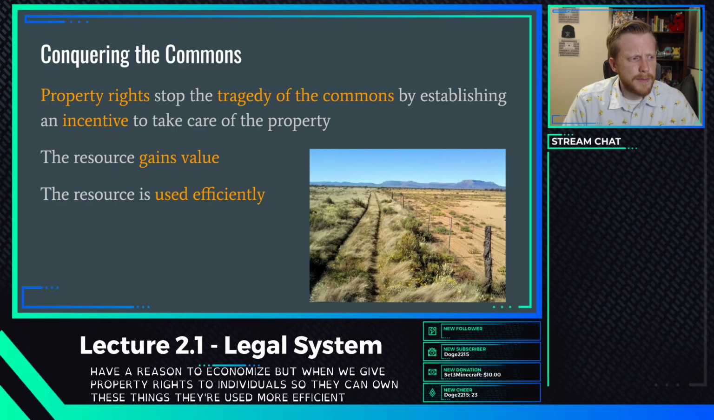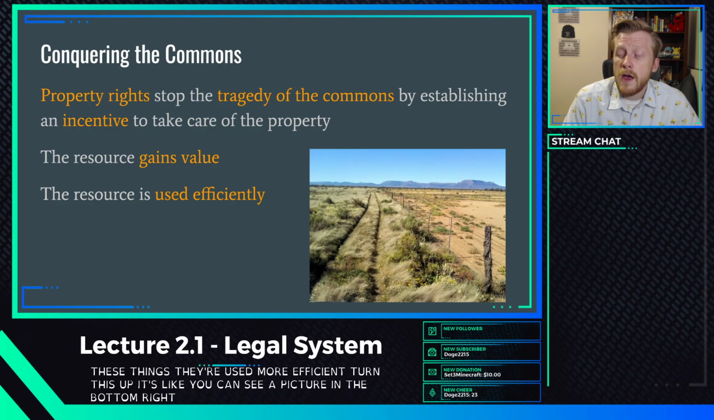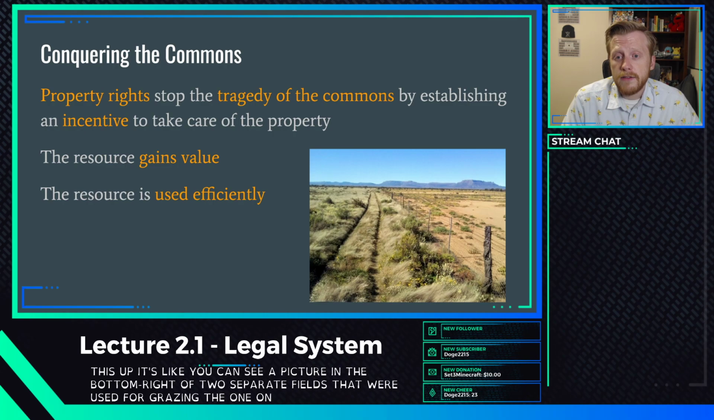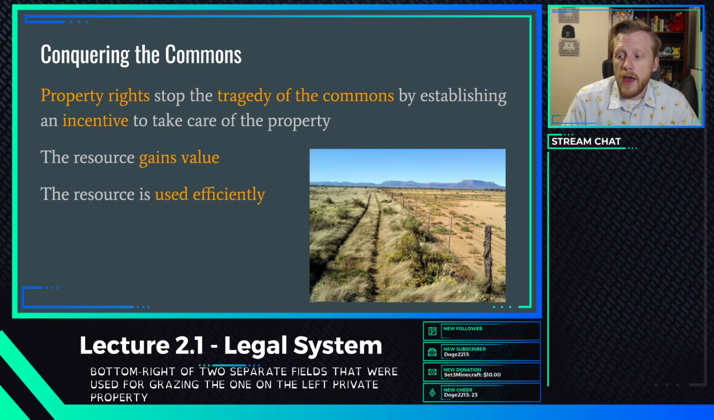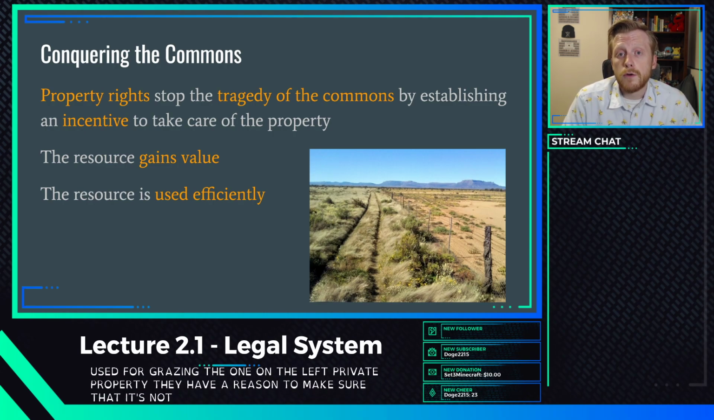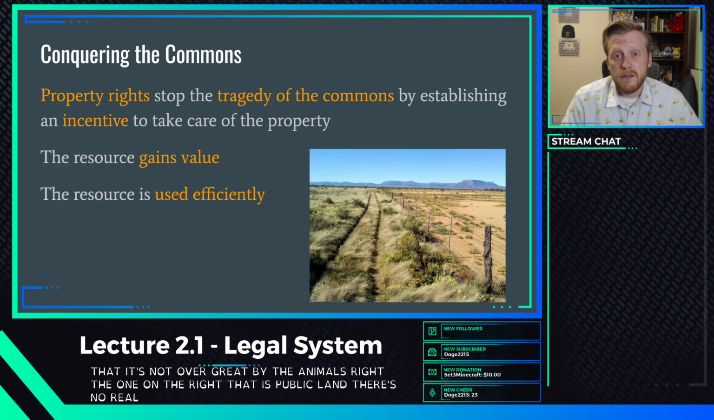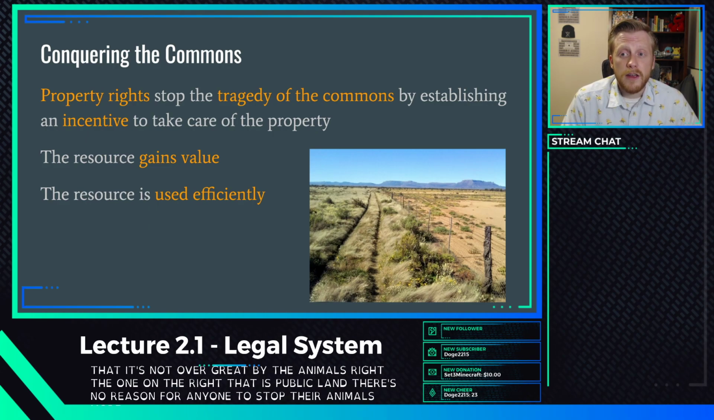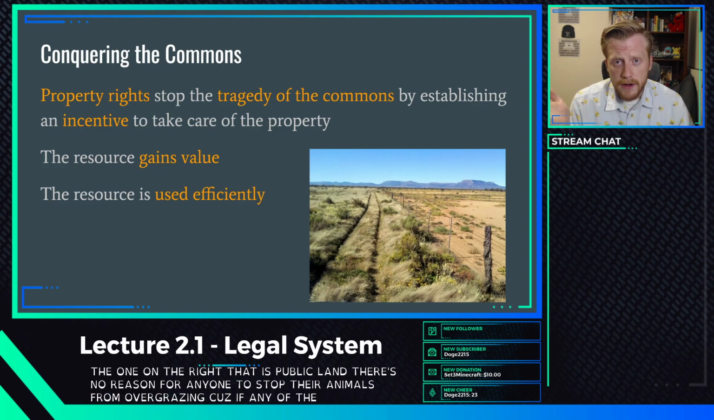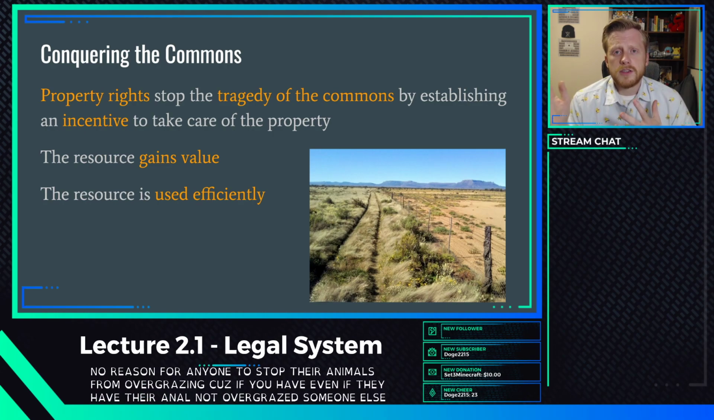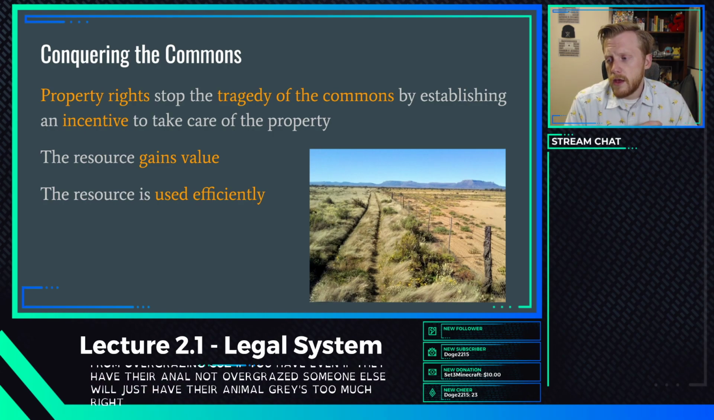Here in this slide, you can see a picture in the bottom right of two separate fields that were used for grazing. The one on the left, private property. They have a reason to make sure that it's not overgrazed by the animals, right? The one on the right, that is public land. There's no reason for anyone to stop their animals from overgrazing, because even if they have their animal not overgrazed, someone else will just have their animal graze too much, right?